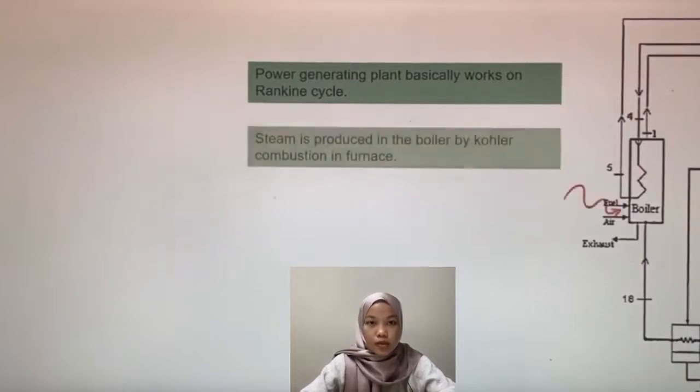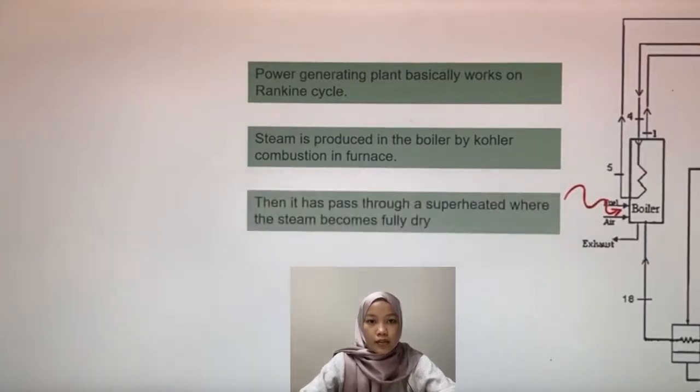The heat produced in the furnace is utilized to convert water into steam in the boiler. The flue gases from the furnace pass through a superheater where the steam becomes fully dry. Superheated steam is delivered to the turbine. Flue gases still have some heat energy in them. Some portion of this remaining heat is utilized to heat up water for the boiler.